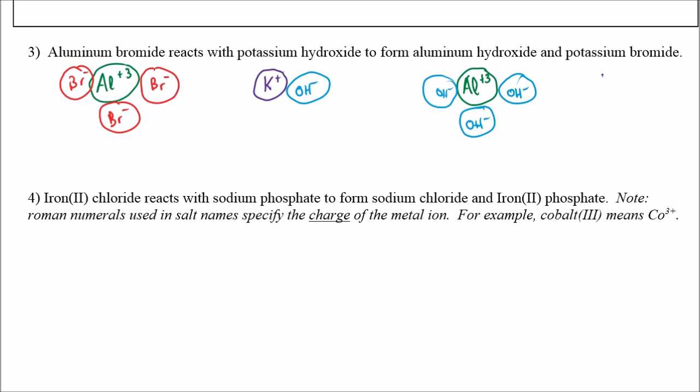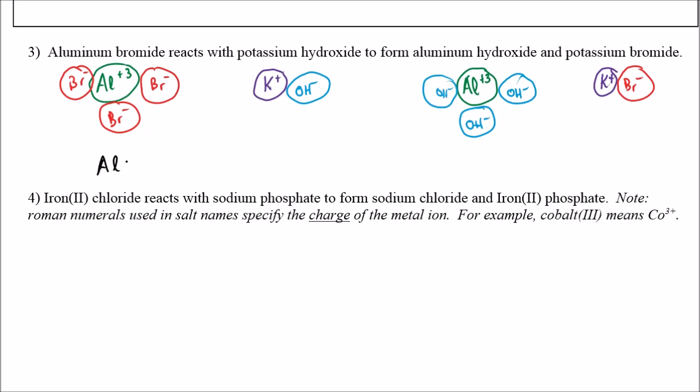How about potassium bromide? Potassium, we've seen before, is K with a plus. Bromide, we've seen before, is Br with a minus. Okay, these are now translated the words into pictures. Everything looks great. We're ready to write the first part of the equation, which is the formulas.